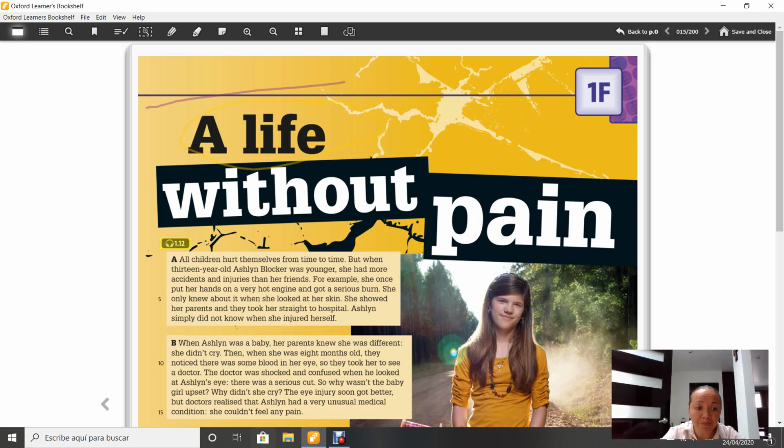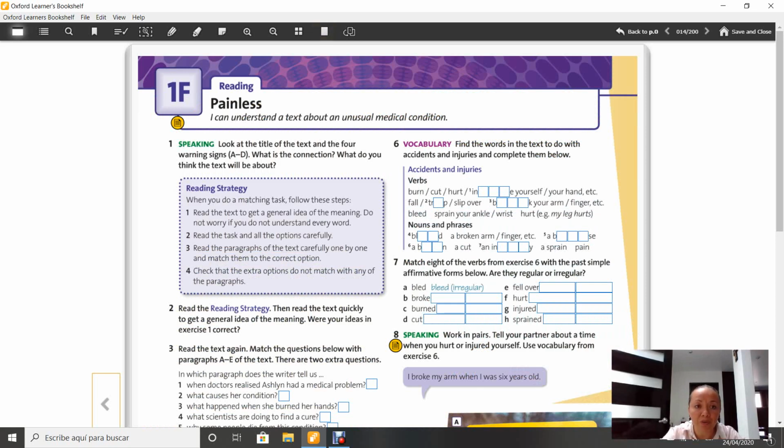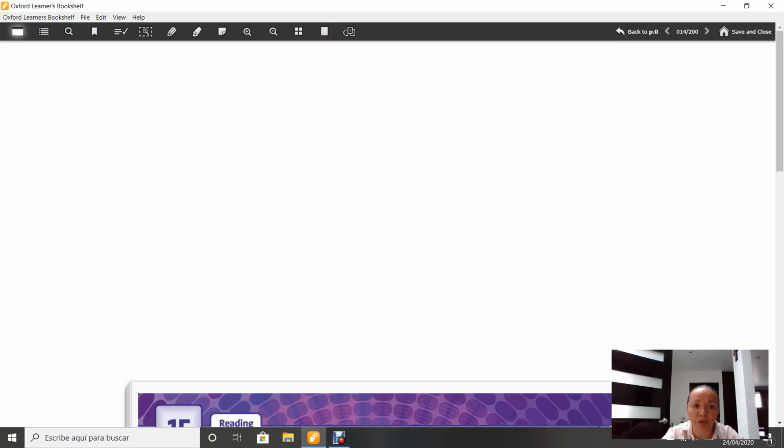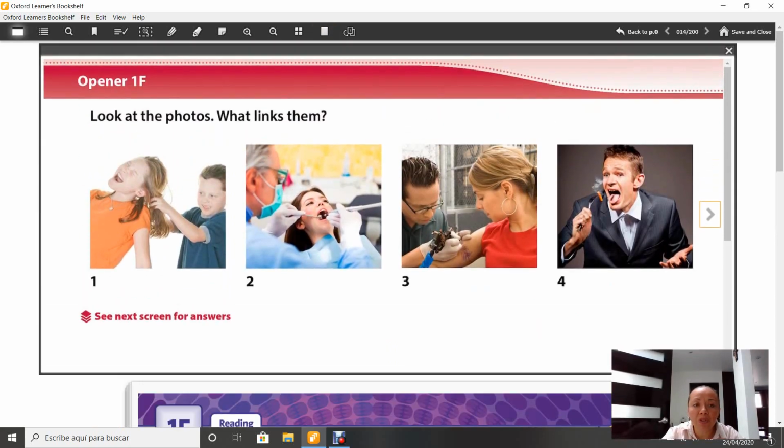For example, I'm going to show you different pictures that I want you to look at, and I want you to tell me what links them. What is the same thing for all of them? Think about them. For example, think about this woman, or here, or maybe this woman in picture 3. Okay, what do you think about them?